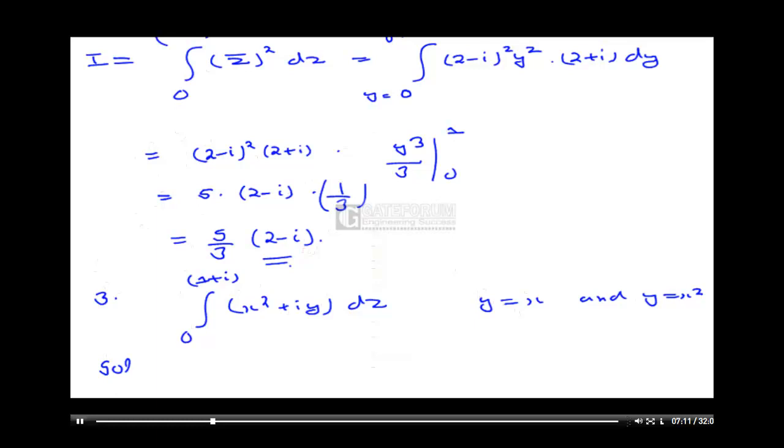Okay, we will solve one more problem. Evaluate integral 0 to 1 plus i of (x square plus iy) dz along the path y equal to x and y equal to x square. So two paths are there. Okay, solution.